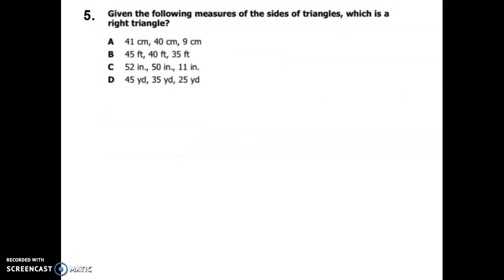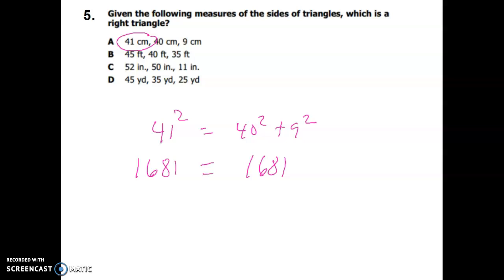Number 5, given the following measures of the sides of triangles, which is a right triangle? Well, to tell if three lengths make a right triangle or not, you have to check if a squared plus b squared equals c squared. And I usually write c squared first. C is the longest side, so I'm just going to start with the answer for A and see if it works. So does 41 squared equal 40 squared plus 9 squared? I take out my calculator, and they each equal 1681. So those are equal. That means c squared does equal a squared plus b squared, and that's your answer, A. Try the other ones, they won't work.